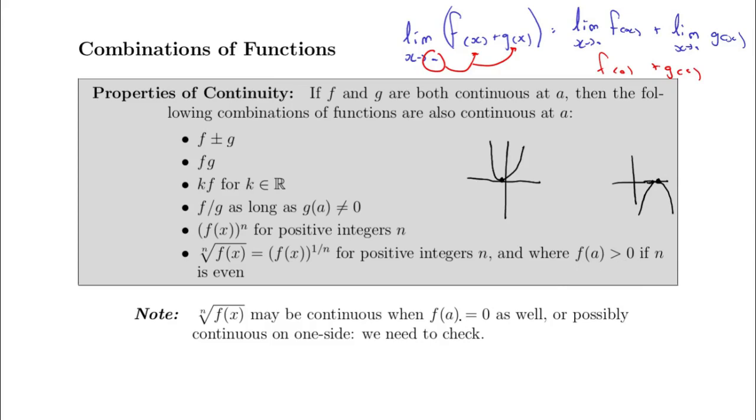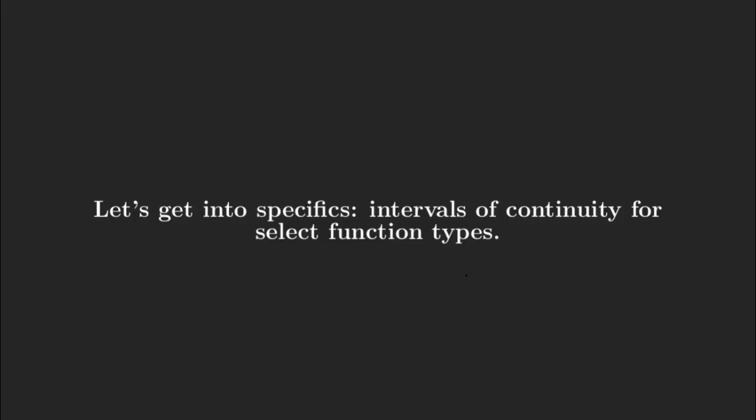We do need to check those spots where our function is equal to 0 specifically to see if we have continuity, possibly on one side, possibly on both. But either way, we need to check. Okay, so let's get into some actual specifics. Let's see if we can talk about intervals of continuity for some specific function types: polynomials, rationals, transcendental functions, etc.